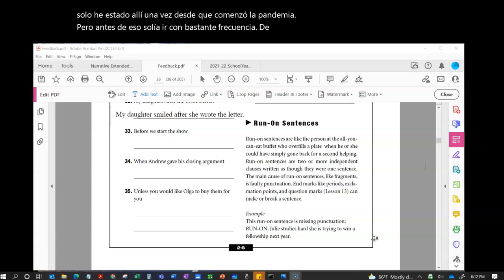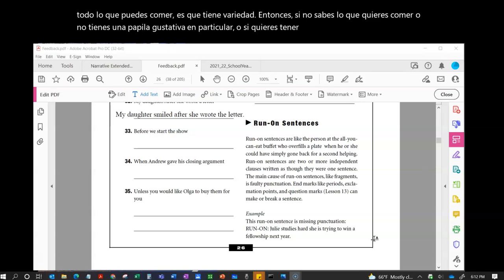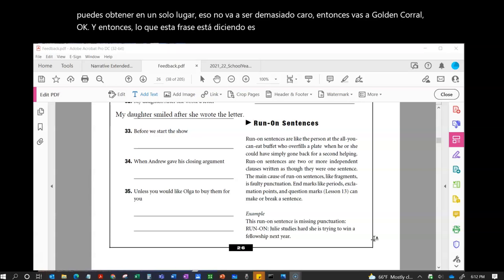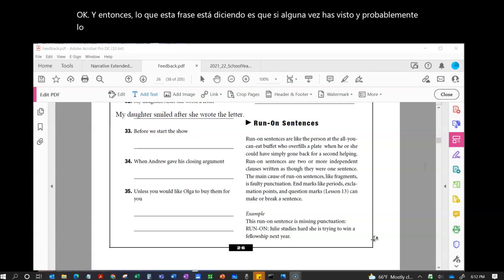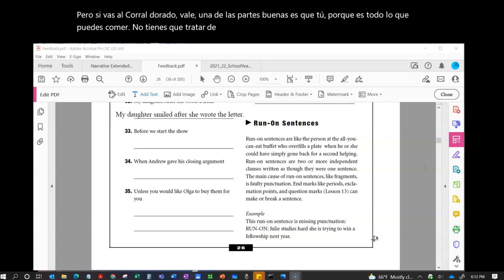The good part about the buffet, in addition to all you can eat, is that it has a variety. So if you don't know what you want to eat, or you don't have a particular taste bud, or if you want a variety that you can't get all in one place that's not going to be too expensive, then you go to Golden Corral, okay? And so what this sentence is saying is that if you go to the Golden Corral, one of the good parts is that because it's all you can eat, you don't have to try to put every single thing they have on one plate.